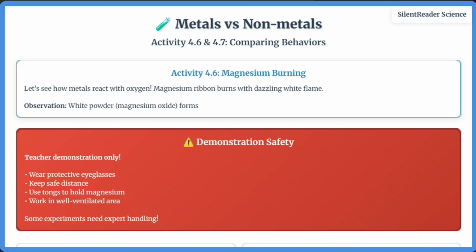In Activity 4.7, we'll burn sulfur, which produces sulfur dioxide gas. When dissolved in water, it forms sulfurous acid, showing acidic properties. Non-metals generally form acidic oxides. The key differences are clear. Metals are lustrous, hard, malleable, ductile, sonorous, good conductors, and form basic oxides, while non-metals have opposite properties.